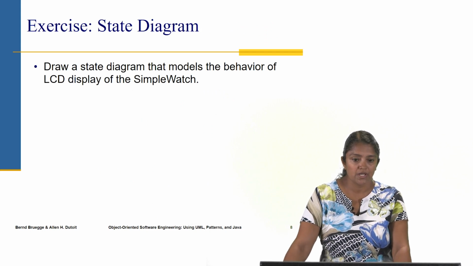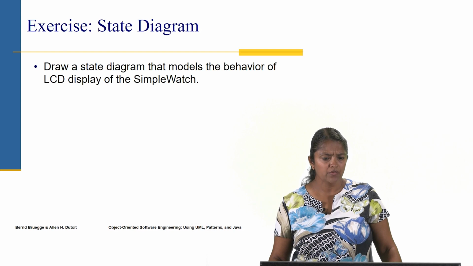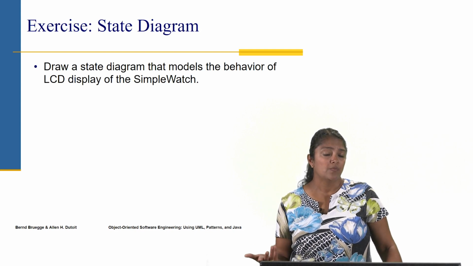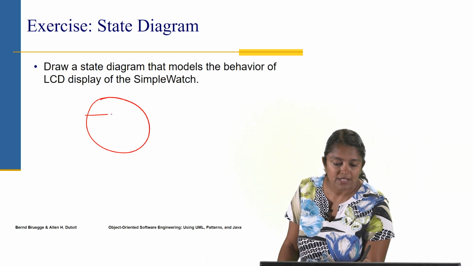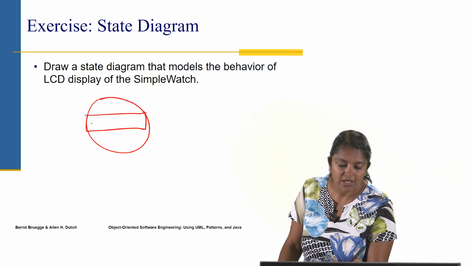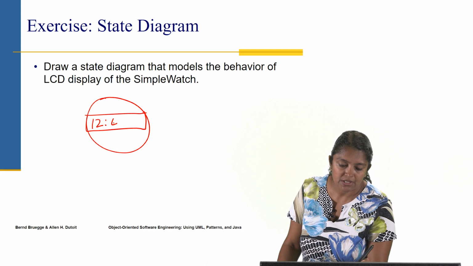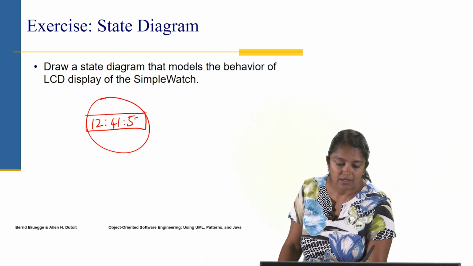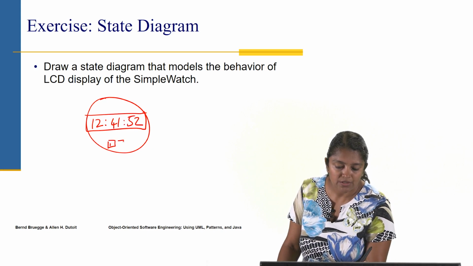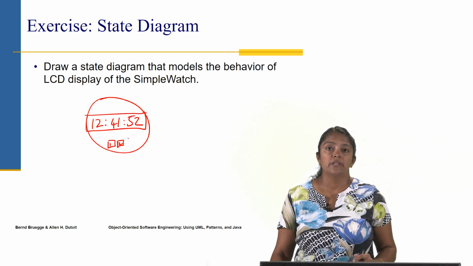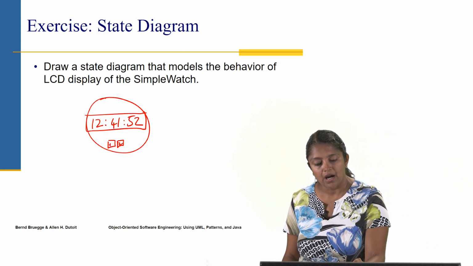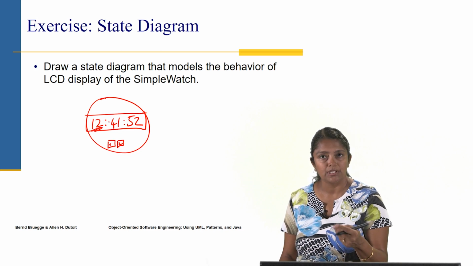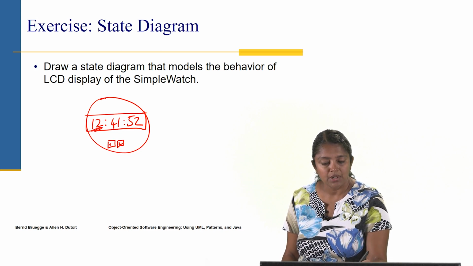Let's try out an exercise with a simple specification of what's called a simple watch. The simple watch has an LCD display to display the time in hours, minutes, and seconds, and it has two push buttons, 1 and 2. The purpose of the buttons is: pressing the first button will make the hours blink so that it can be set, and then the second button can be used.